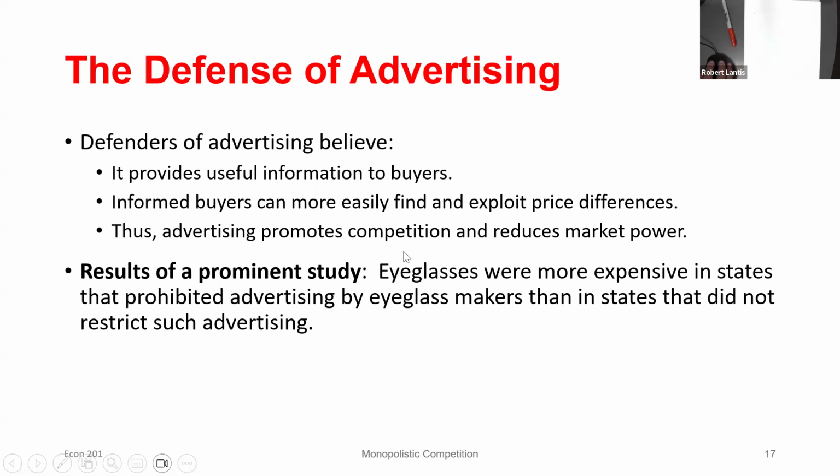There was a study that was interesting. States that had laws on the books that prohibited advertising had more expensive eyeglasses. So consumers weren't aware of the price differences and they actually ended up paying higher prices. So there might be some benefit to having advertisement in terms of consumers being able to find different prices, or essentially advertising eliminates monopoly power, right? If there's no advertising, I don't know that other firms exist that I can buy from. It's essentially giving the firms that I'm aware of more monopoly power. Okay.